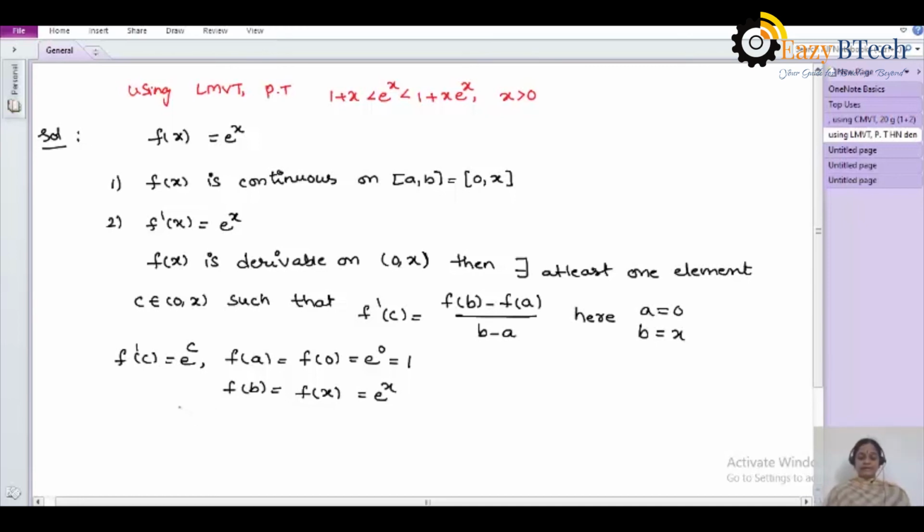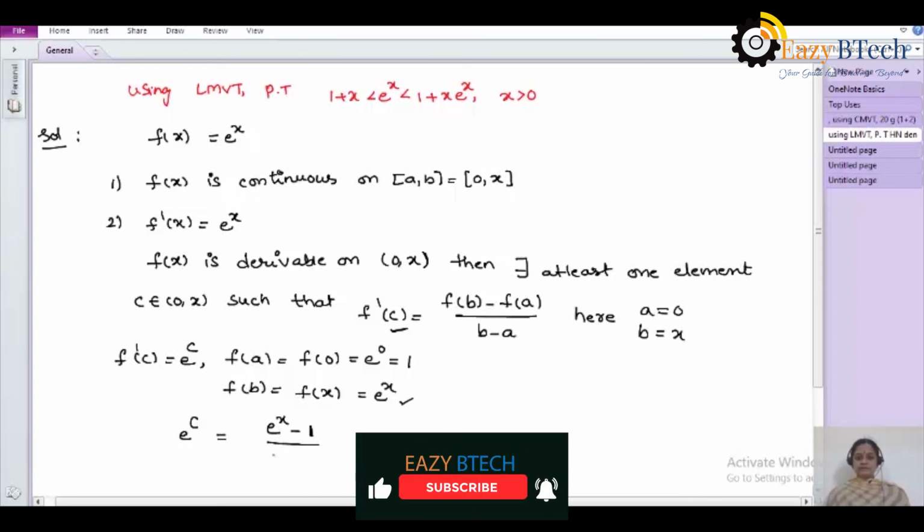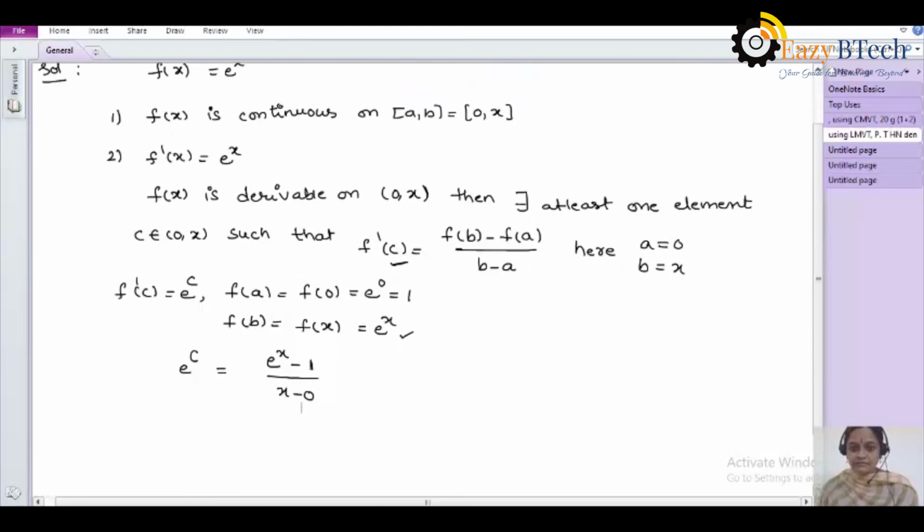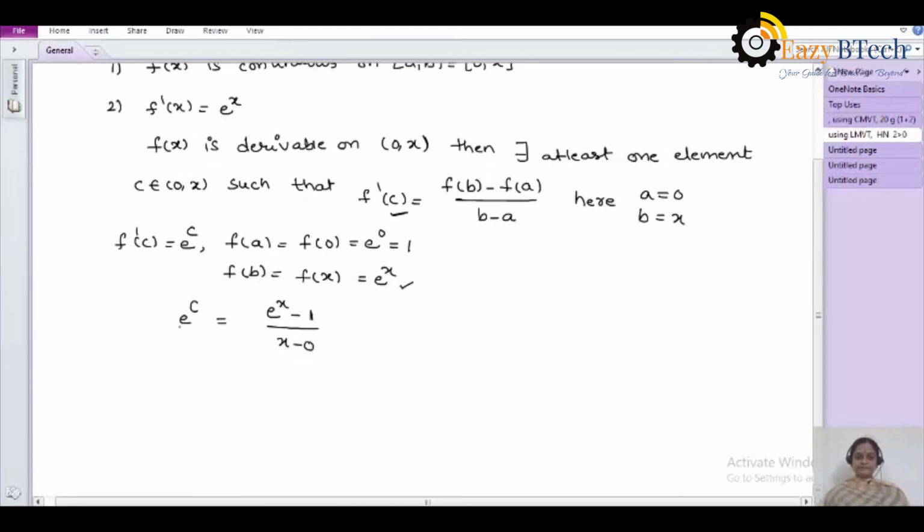You are now finding the value of f'(c). So f'(c) is e^c, which is equal to f(b), that is e^x, minus f(a), that is 1, divided by b - a, that means x - 0. Substituting all values, f'(c), f(b), f(a), b, a, next e^c = (e^x - 1)/x. Remember this value.